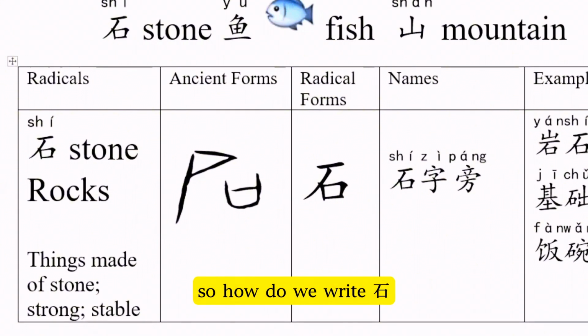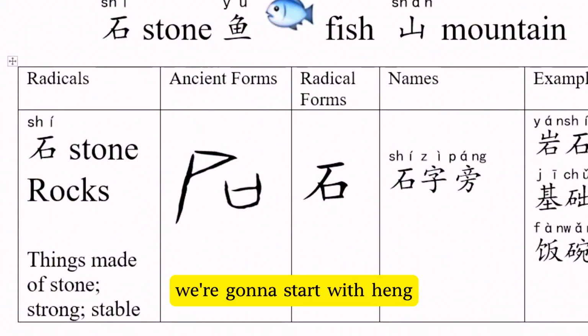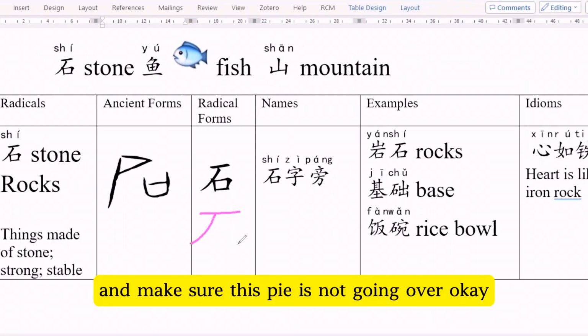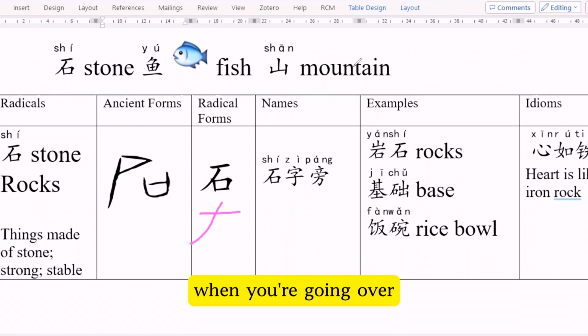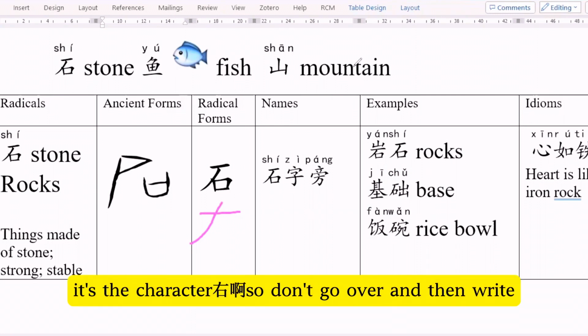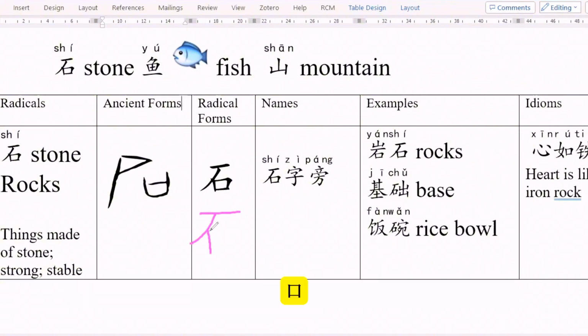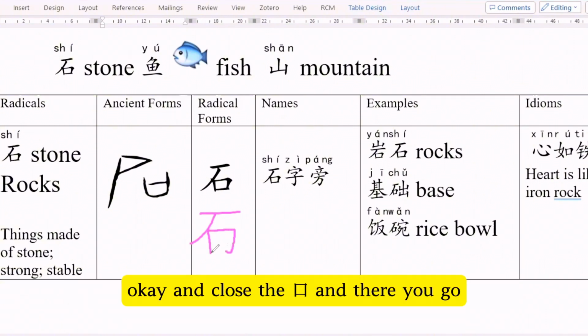So how do we write 石? We're going to start with 横撇 and make sure this 撇 is not going over. Okay, when you go over, it's the character 右. So don't go over. And then write 口. Okay, and close the 口. And there you go.